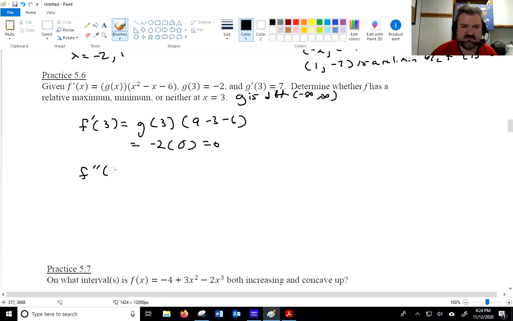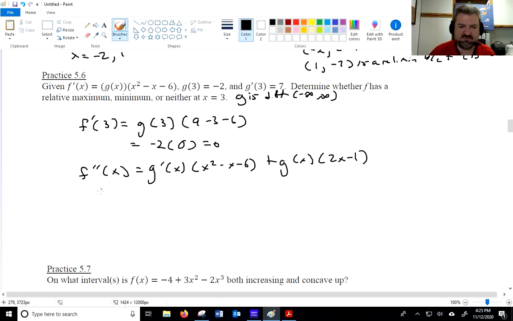Let's get the second derivative of f, which is, product rule says, g prime of x times x squared minus x minus 6 plus g of x times 2x minus 1. And as long as g is differentiable everywhere, this is twice differentiable everywhere. Questions like this are usually on the multiple choice anyway, so we don't usually worry too much about justifying.